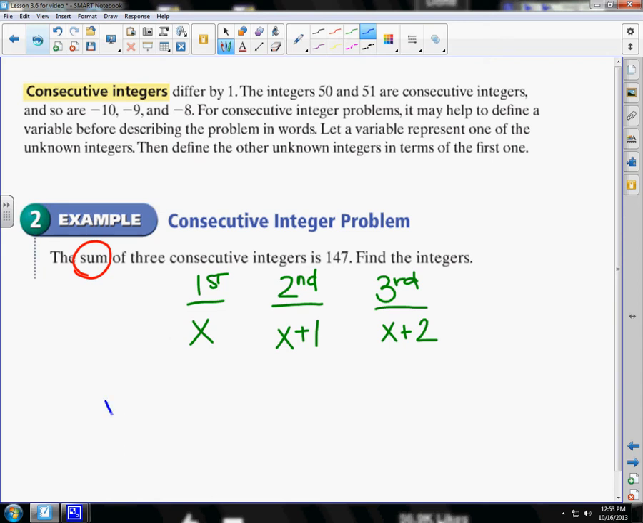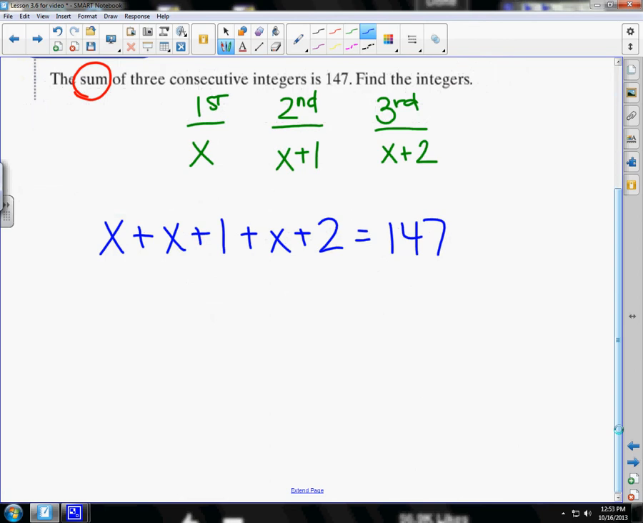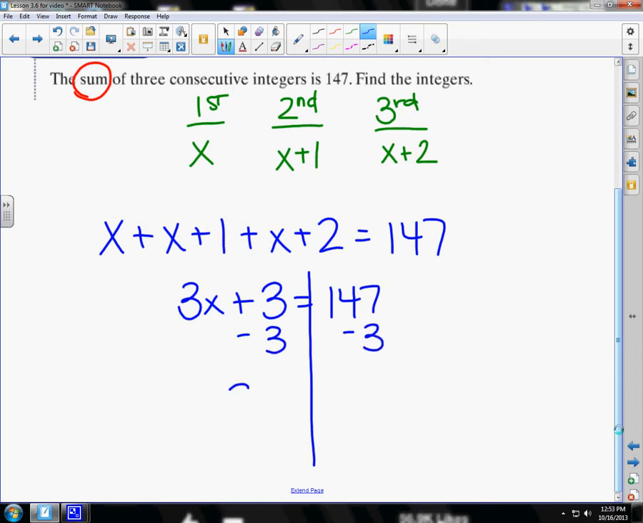So now, the sum of 3 consecutive integers equals 147. I have to put them all as x so that I know I can solve the equation. So now I get 3x plus 3 equals 147. I draw my line. I minus 3. And I get 3x equals 144. And then I divide by 3.